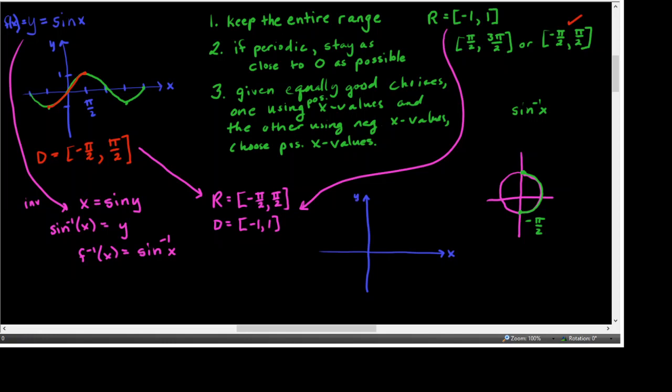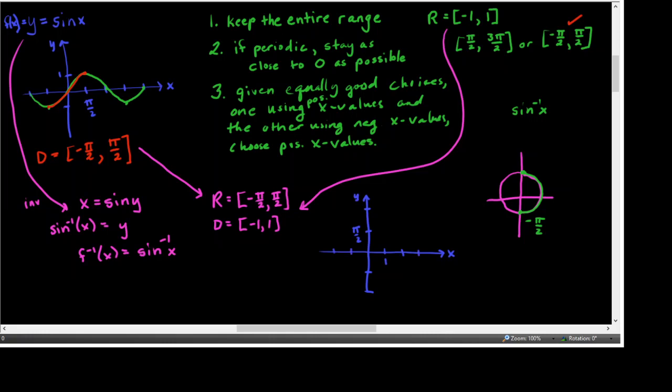whereas before I labeled the x-axis by intervals of pi over 2, I'm not going to do that on the y-axis. And the y-axis was in terms of 1s, so I'm going to do that on the x-axis now, because that'll make it easier to graph.